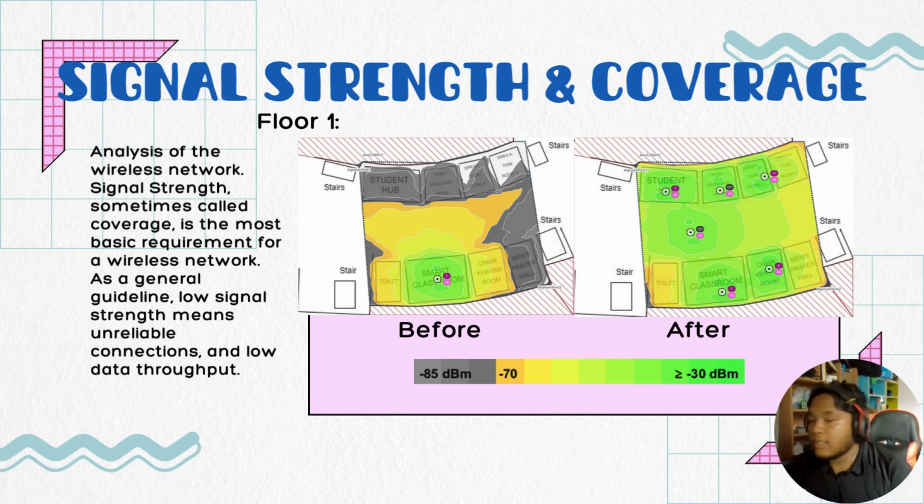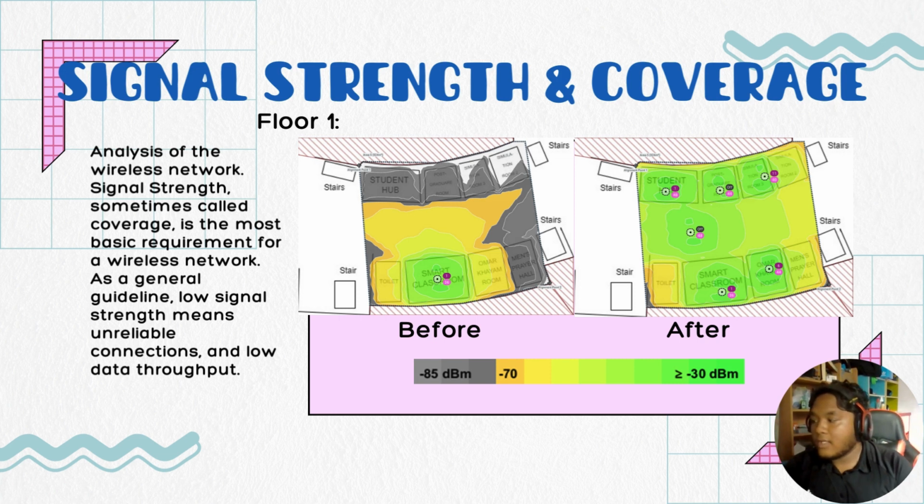And then we go to the after feature. The after is the proposed floor plan. We proposed to have multiple access points installed throughout the floor. Each AP has a green circle around it indicating the area of signal coverage. It is clear from this figure that the signal strength and coverage have been significantly improved throughout the entire floor.